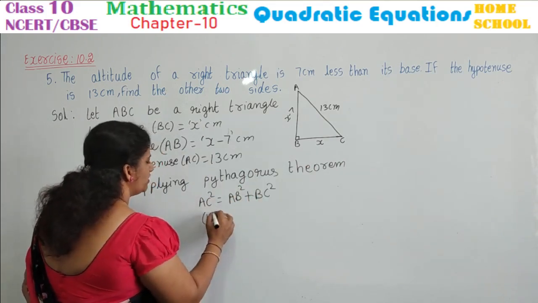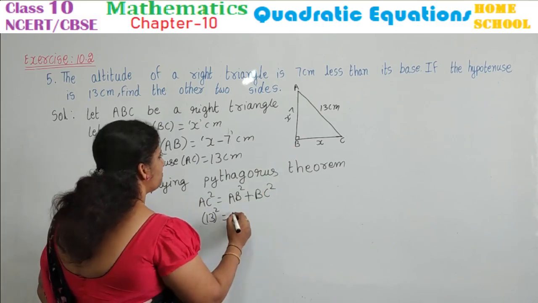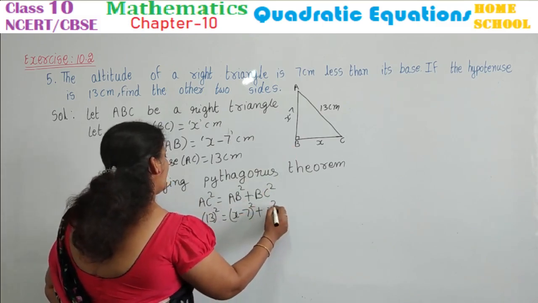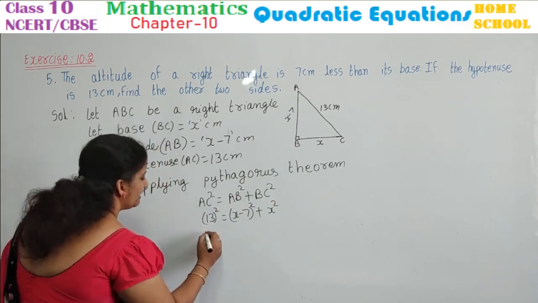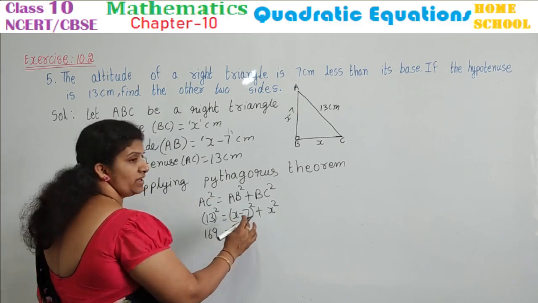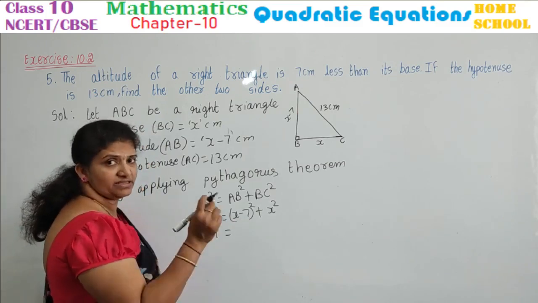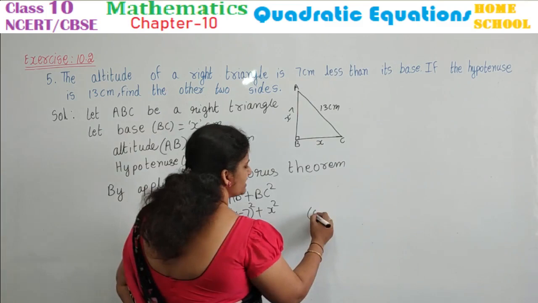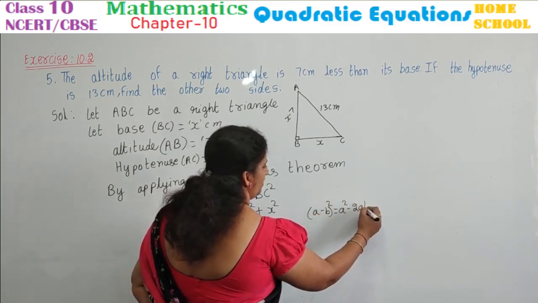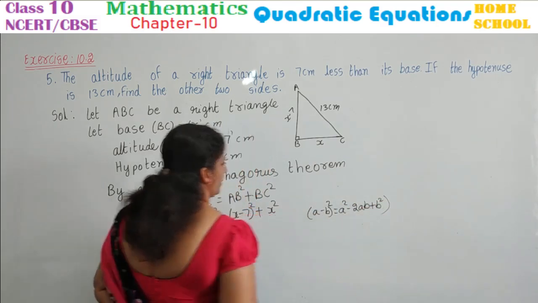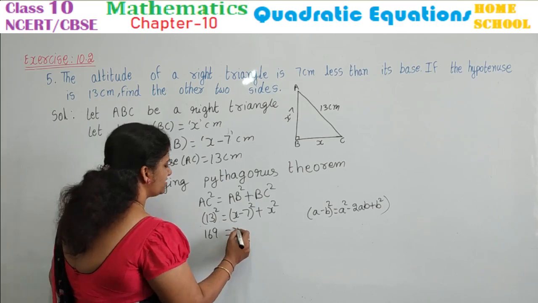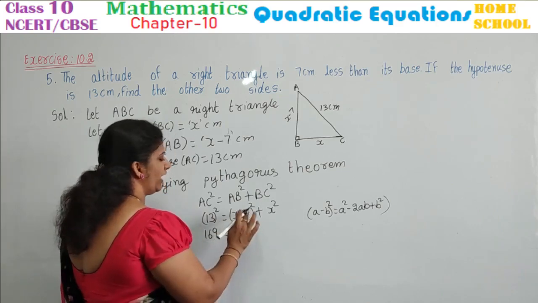AC, 13 whole square, equals AB, x minus 7 whole square, plus BC, x square. 13 13s are 169. Now you can remember an identity, (A minus B) whole square. What is (A minus B) whole square, children? A square minus 2AB plus B square. You remember that identity now? Apply here. X square minus 2AB.